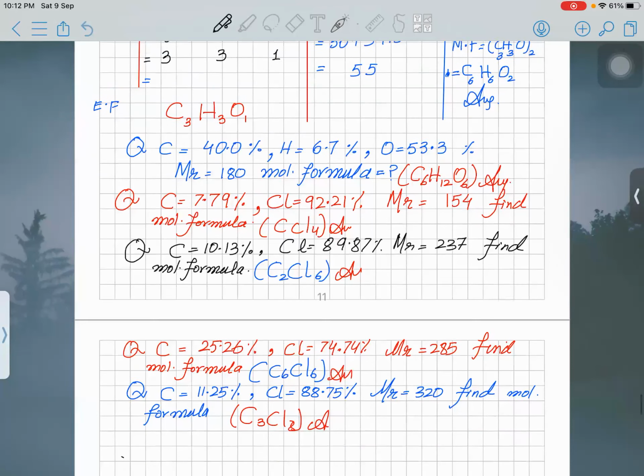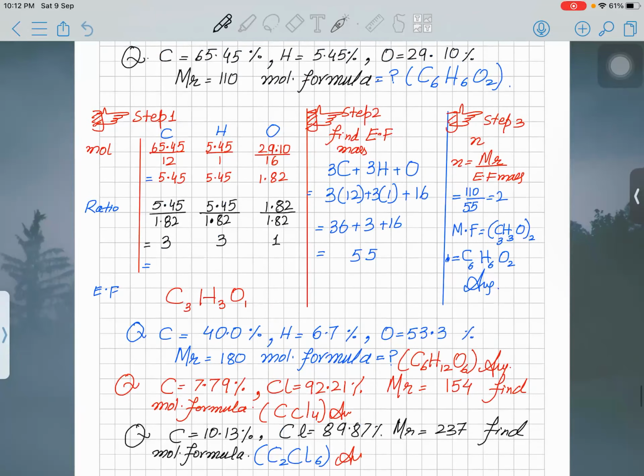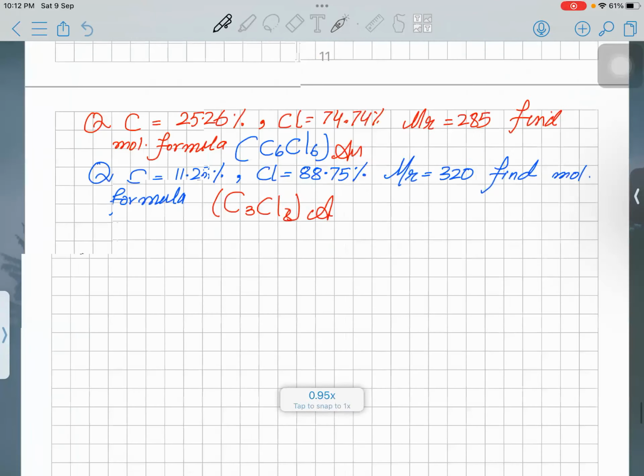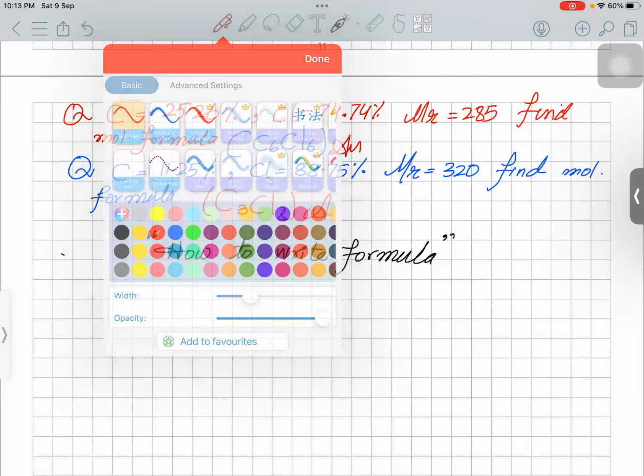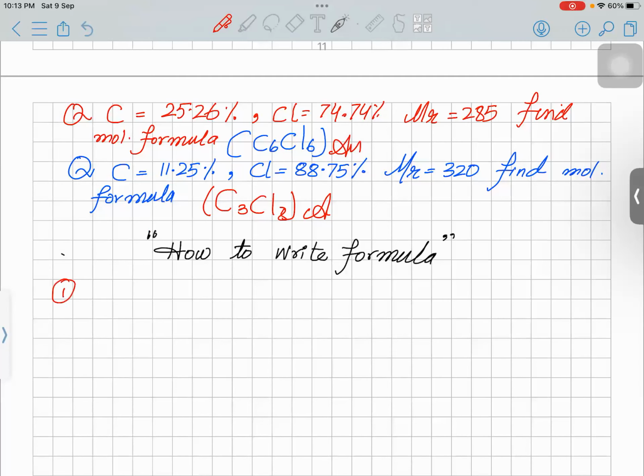So next is how to write a formula. Now the periodic table is required for this. For example, calcium chloride.